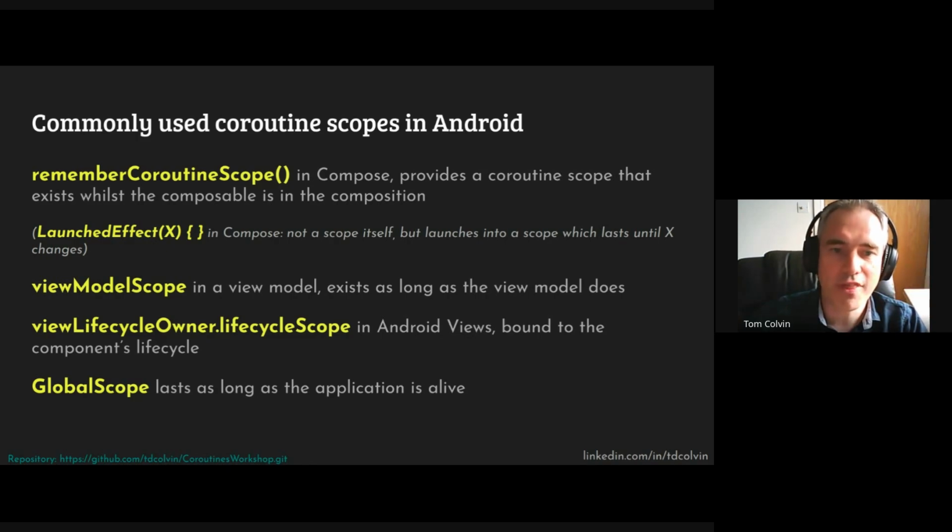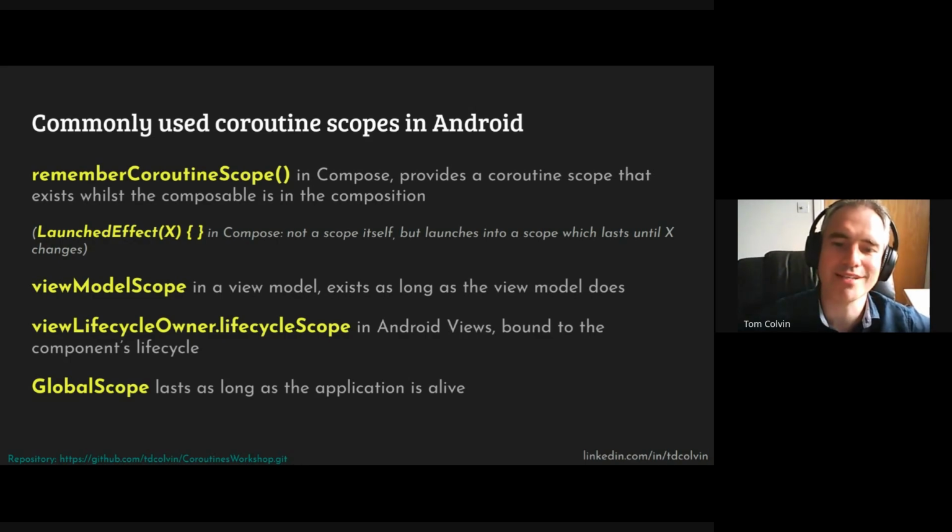And yeah, that exists for as long as the view model exists. Obviously, a view model sits outside of the user interface and has its own life cycle. And the scope that's associated with that is view model scope. We also have global scope, which is a bit of a special one in that it never dies.